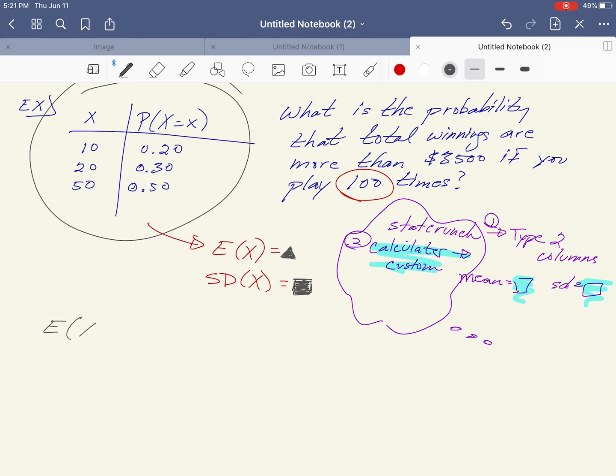But for 100 games, you may remember that we can find things in sequence: X1 plus X2 and on and on. We said we would play this game 100 times for that series. So we need the expected value for that, and we also need the standard deviation.